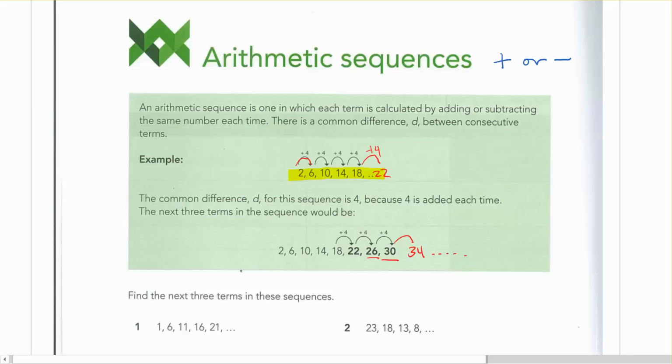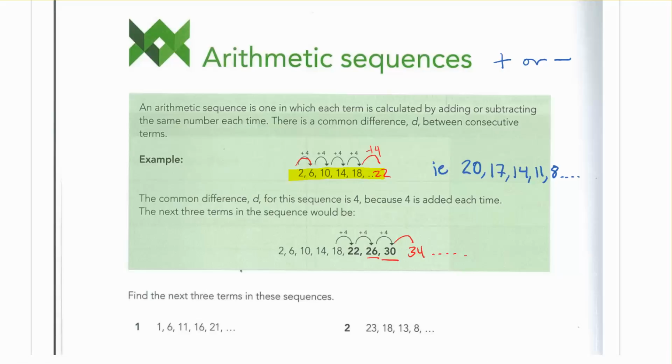So in this case, an arithmetic sequence is this series of numbers where you're going up or down by adding the same amount every time. You could potentially have another sequence. Here is another example where you're actually going down.